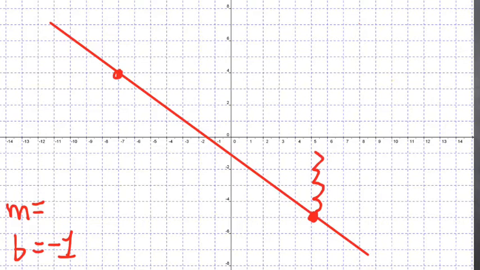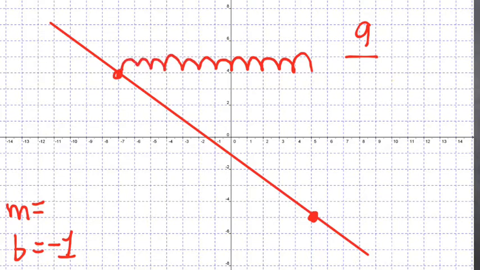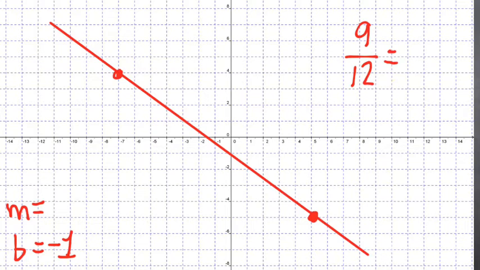1, 2, 3, 4, 5, 6, 7, 8, 9. Did I count correctly? Yep. 9. You rose 9, which was right here. And then you run 1, 2, 3, 4, 5, 6, 7, 8, 9, 10, 11, 12. Simplify your slope. We did this yesterday. It came out to 3/4.